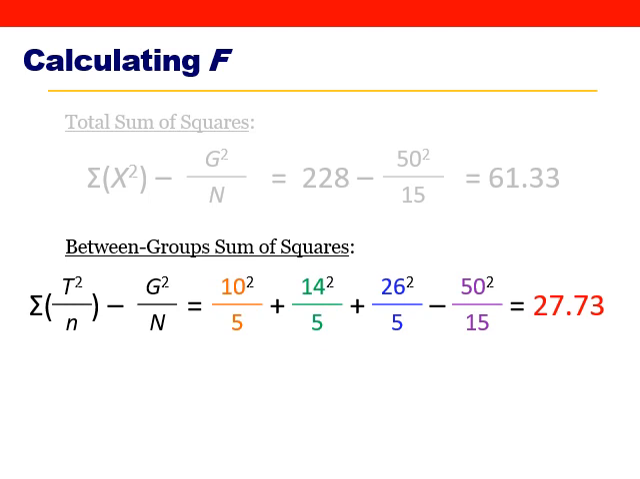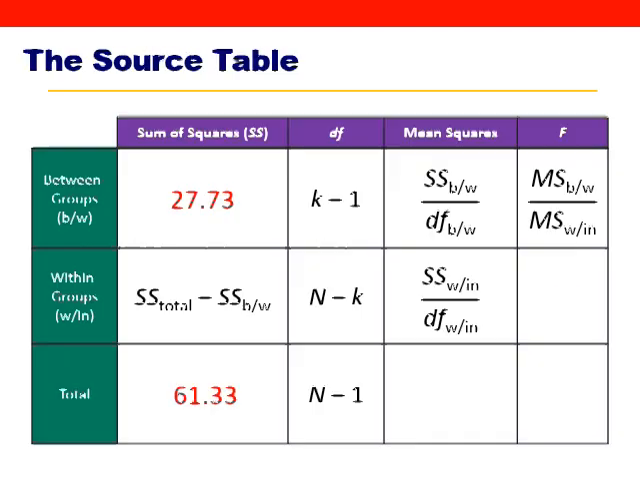When we calculate all of that out, we should get a between group sum of squares value of 27.73. We will now put that number, 27.73, in our source table as well, to replace the formula that we just used. Once we've filled in those two boxes in our table, the rest of the table is very easy to fill in.